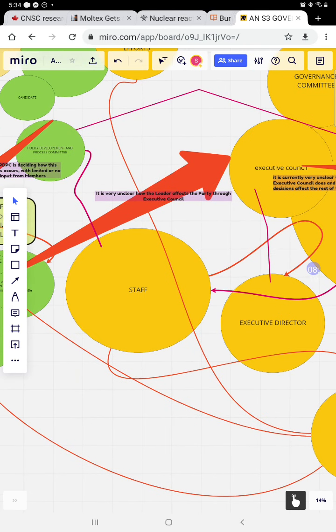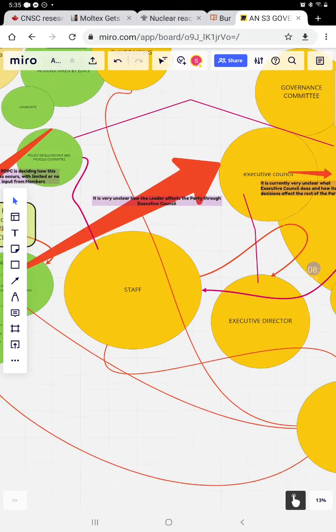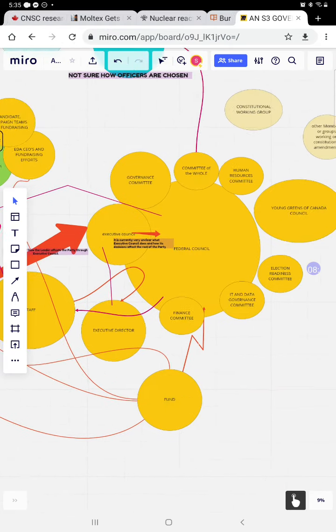And then you have the staff, which in my opinion, there's a lot of confusion. I'm not the only person saying this. I love the staff, but I feel like over time they have slowly been just given too much power and control over how the party operates. So that's why there's so many red arrows coming out of staff, is that we need to really clarify what their role is within the Green Party of Canada.